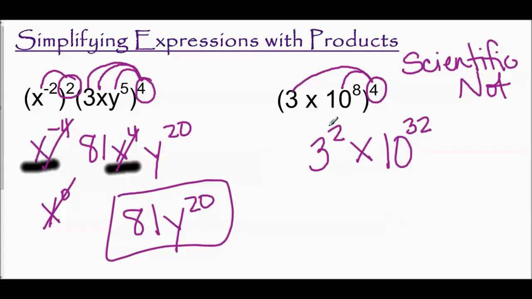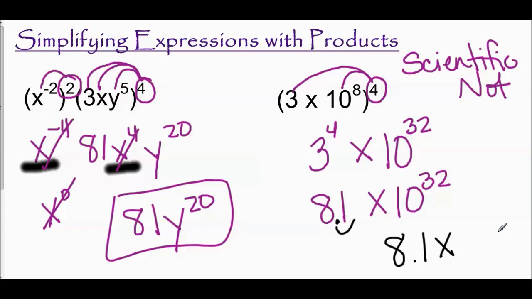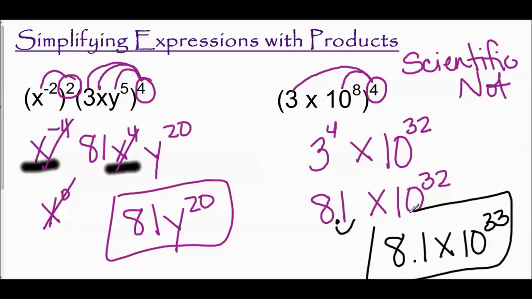3, actually that shouldn't be a square, should it? I'm sorry, that should be to the 4th power. Maybe you caught that before I did. Good for you if you did. 3 to the 4th power is 81. 81 times 10 to the 32nd power. That first factor in scientific notation has to be between 1 and 10, so I need to move that decimal over 1, and so what that does is it raises the 10 power to the 33rd power to accommodate that decimal move.